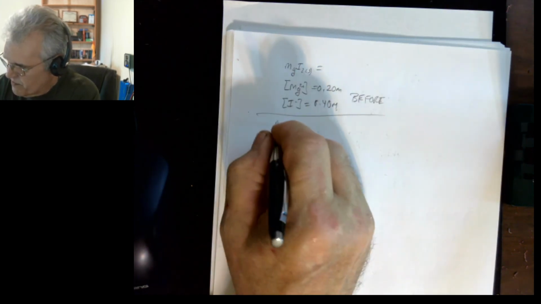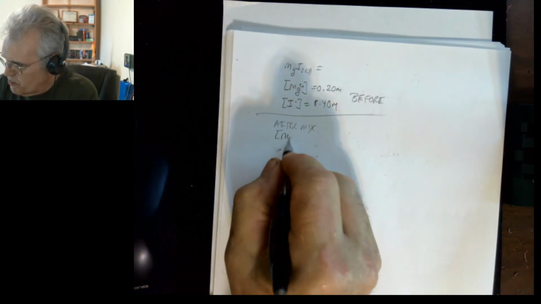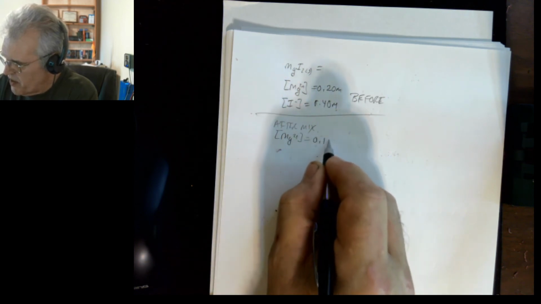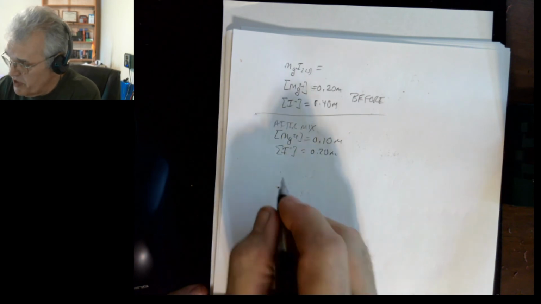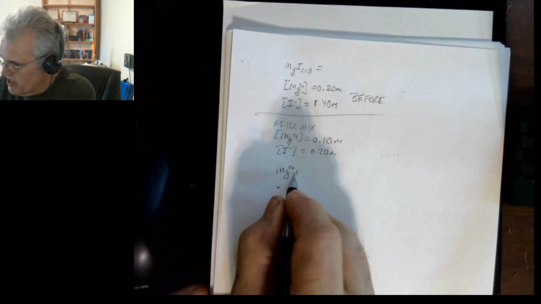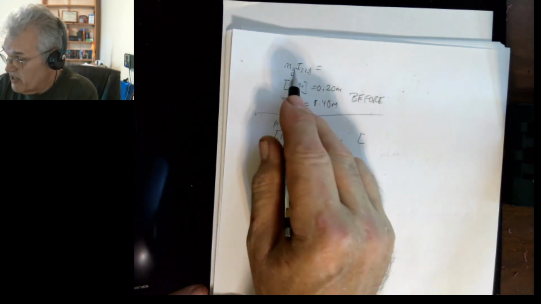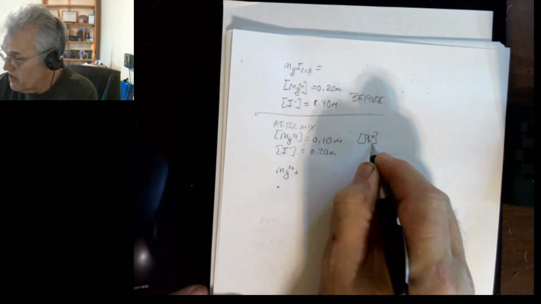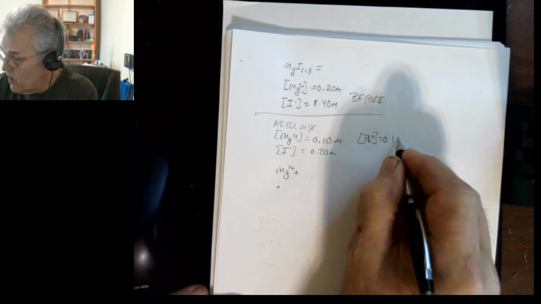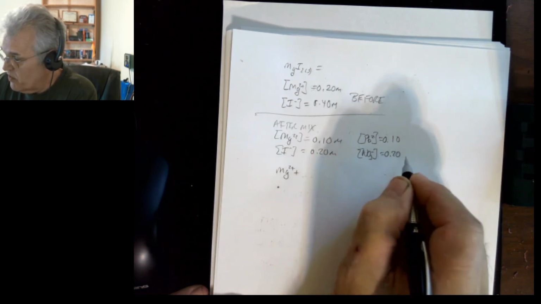So after mixing, our magnesium 2+ is going to be equal to 0.10 molar, and our iodide is going to be equal to 0.20 molar. Same thing that happened with the other one. What's the precipitation reaction? In this case, it's going to be the nitrates, right? So we have to figure out what the nitrates were. We are going to mix it with the lead nitrate, and we said our lead 2+ was equal to 0.10 molar after mixing, and our nitrates were equal to 0.20 molar after mixing.